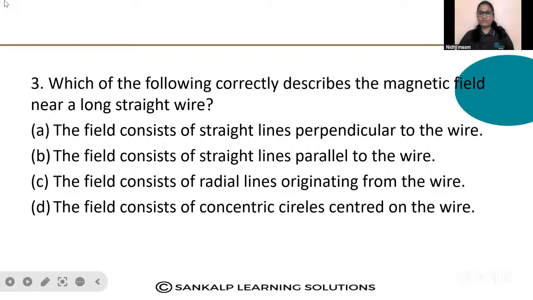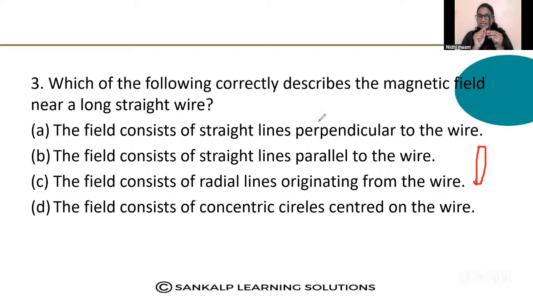Long straight wire means they are considering a straight conductor. So what is the correct description of the magnetic field around it? See, option A is: the field consists of straight lines perpendicular to the wire. Just remember, this is a straight conductor which is carrying a current. So how will the magnetic lines be here?